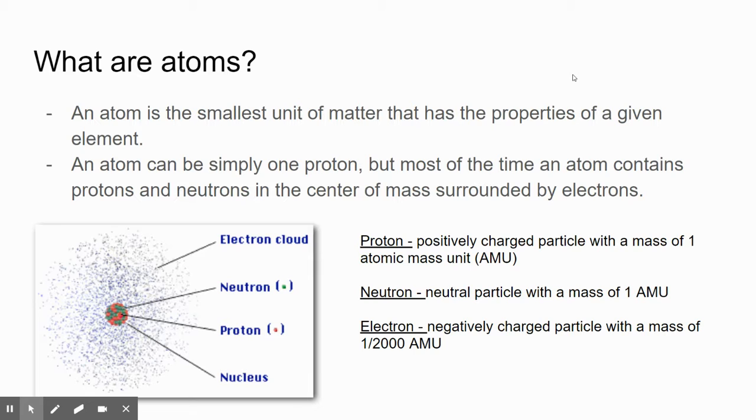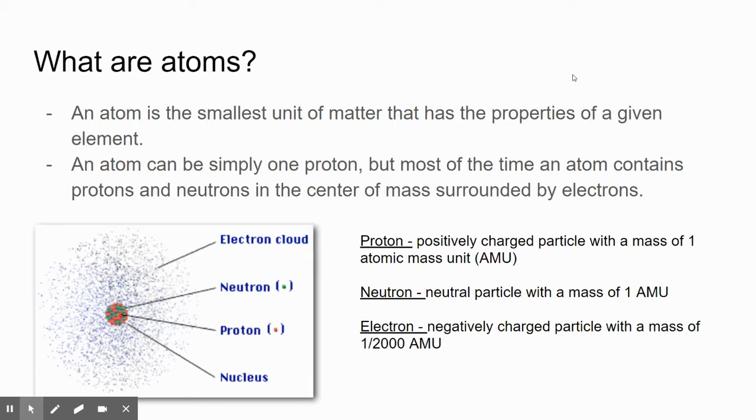Protons are positively charged. They have a mass of approximately 1 AMU, or really exactly 1 AMU. That's really the definition of an AMU, the mass of 1 proton. The neutron is a particle with about a mass of 1 AMU. It's actually a little bit more than 1 AMU. It's kind of a combination of a proton and an electron smashed together, sort of.